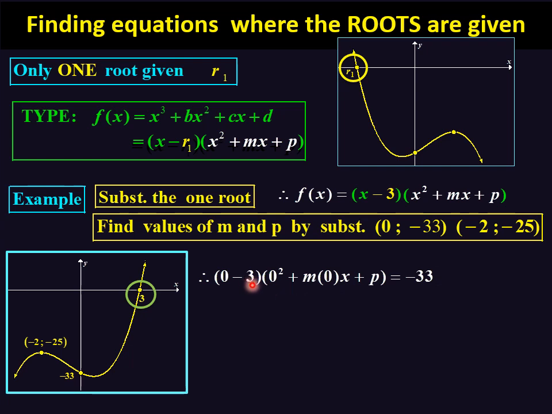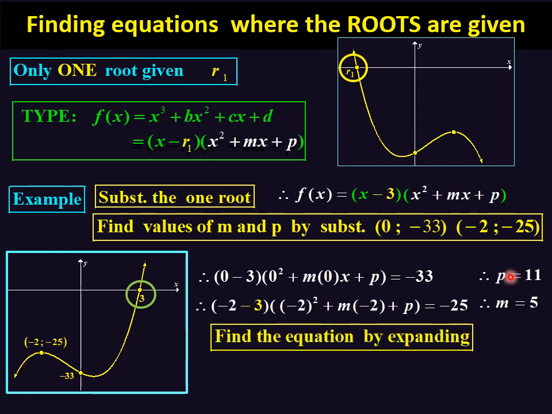This gives me negative 3p equal to negative 33, which leads us to p equal to 11. Now we're going to substitute the negative 2 and the negative 25. There we substitute the negative 2, and remember this is 11. So I end up here with negative 5p equal to negative 25, which leaves us with m equal to 5.